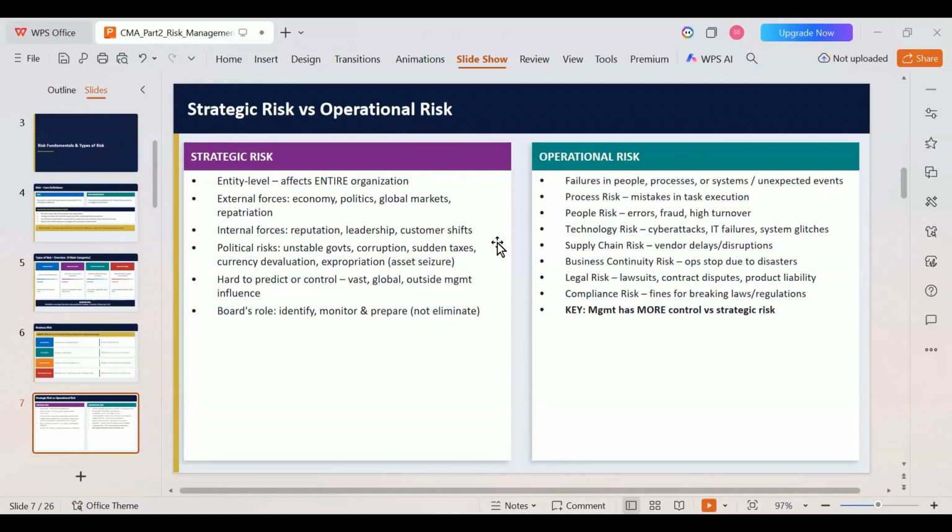and sudden taxes. They will suddenly increase the taxes. Recently we saw that due to the trade contracts between India and the US, there were some clashes between the two countries. Then suddenly import taxes in the US were raised to 50%. That is a strategic risk.